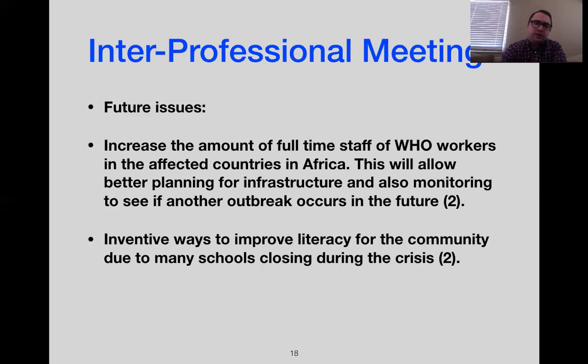And also invent some new ways to improve literacy for the country, because many school closings occurred during the crisis, and the literacy rate is already pretty low for the country. So it's important to have maybe better access to books that kids can bring home, or some other technologies so they can ensure that they are still keeping up with their studies, because they need to make sure that they're continuing forward with their education.